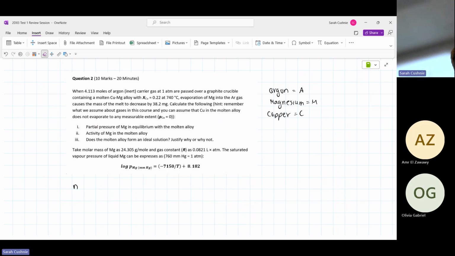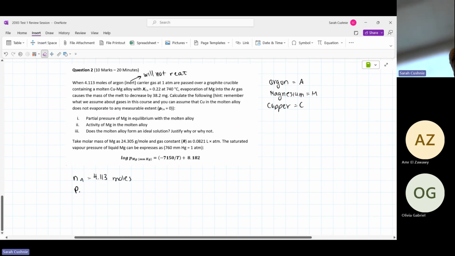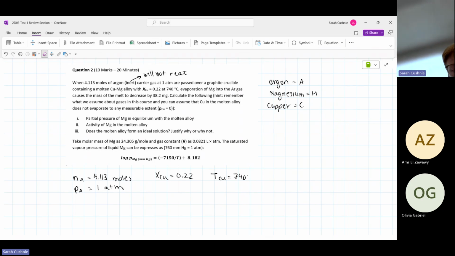So we know Na is equal to 4.113 moles. Inert just means that it's not going to react. And I know that Pa is equal to 1 atmosphere. I know that in the crucible, XCu is equal to 0.22. TCu is equal to 740 degrees C. I'm immediately going to change this into Kelvin just in case, which is equal to 1013 Kelvin.